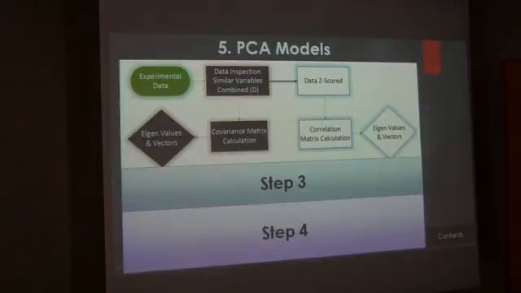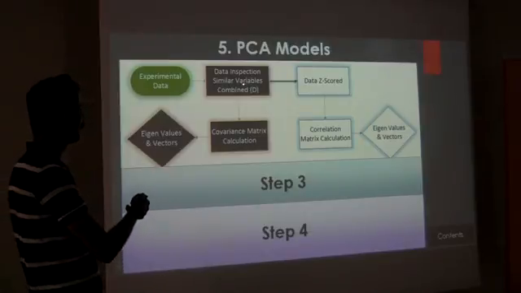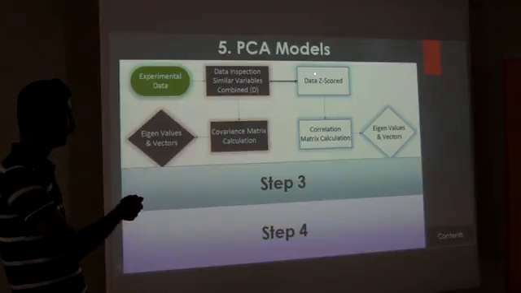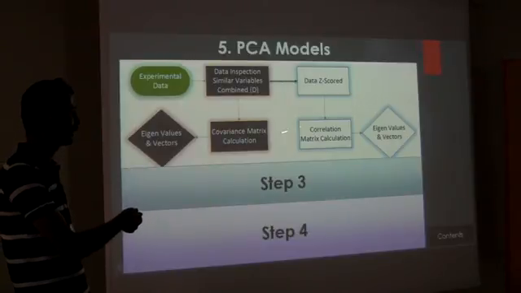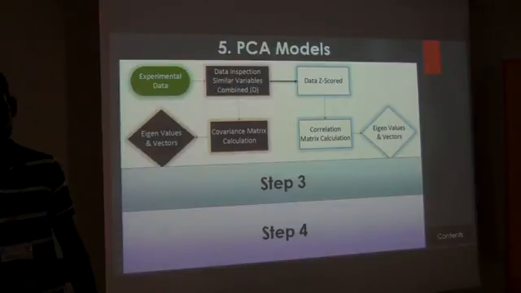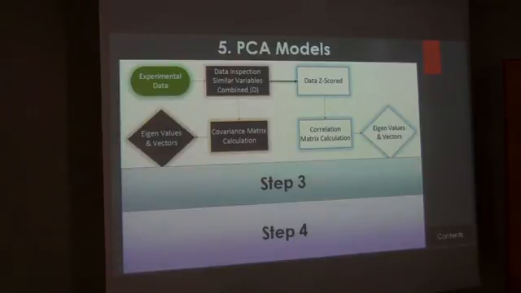The second step was that if the data variables are not very dissimilar, we can directly find the covariance matrix. If we scale the data, the covariance matrix is called the correlation matrix. We find eigenvalues and eigenvectors for both cases.